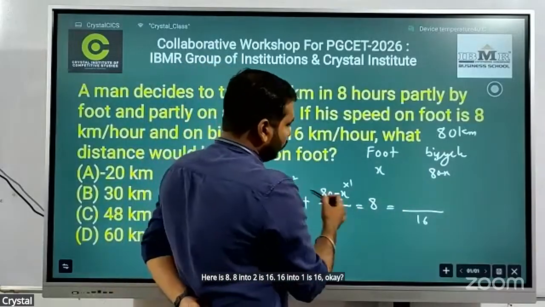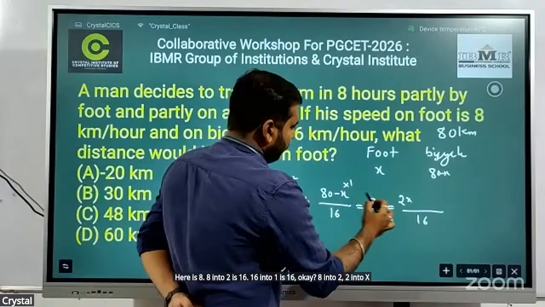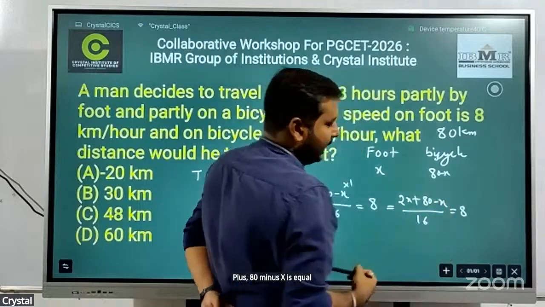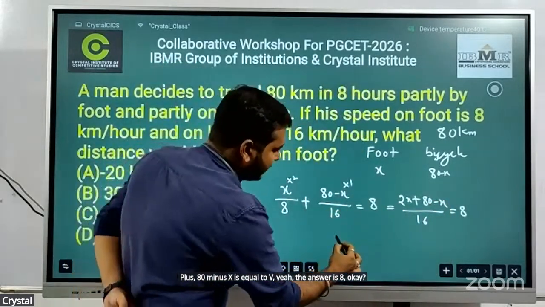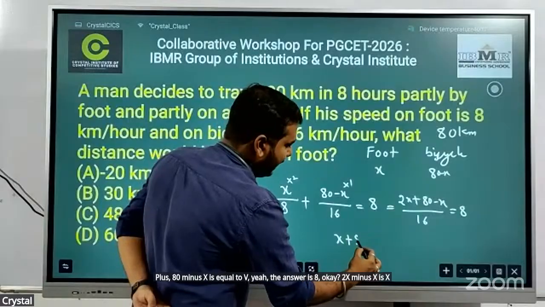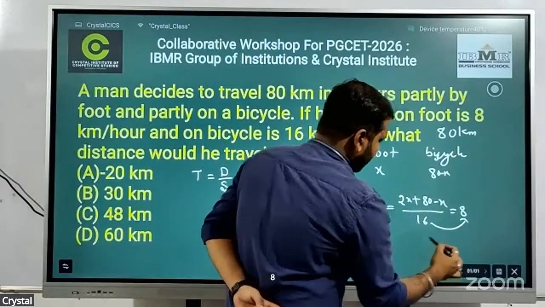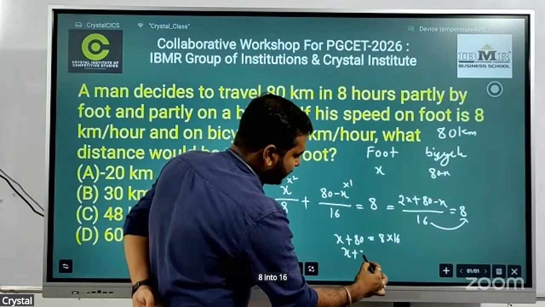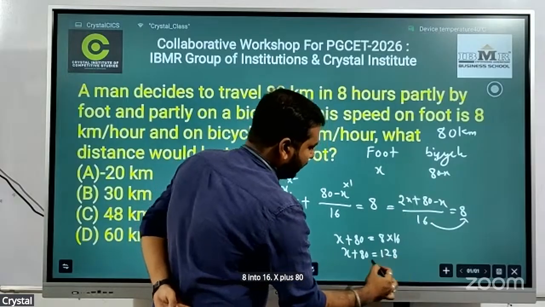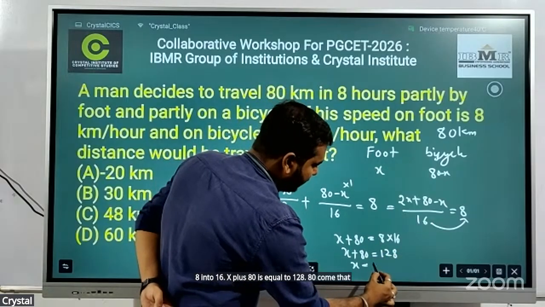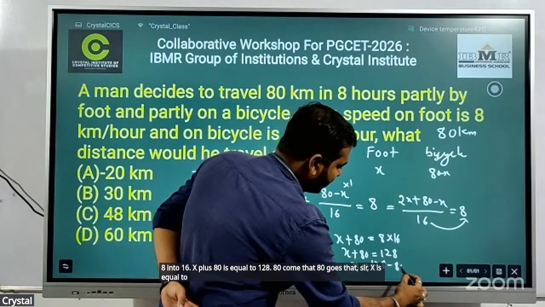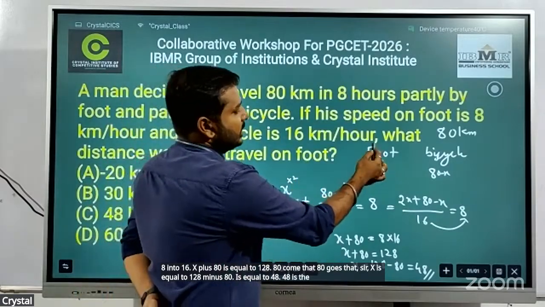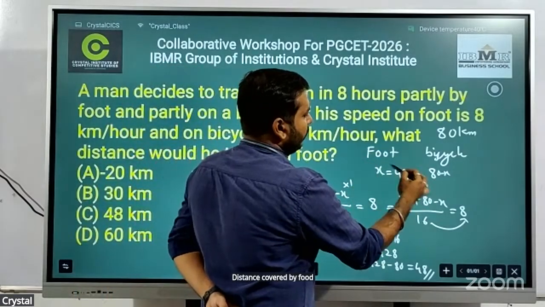Okay. 8 into 2, 2 into x: 2x plus 80 minus x is equal to... we get the answer as 8. Okay, 2x minus x is x plus 80. This 16 comes to this side: 8 into 16. x plus 80 is equal to 128. 80 goes to that side. x is equal to 128 minus 80 is equal to 48. 48 is the x. x is nothing but the distance covered by foot, which is 48.